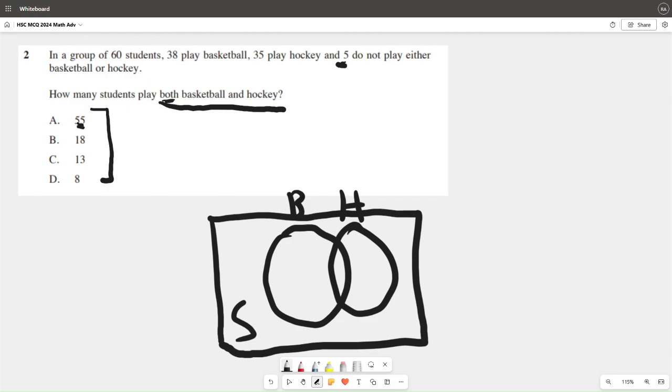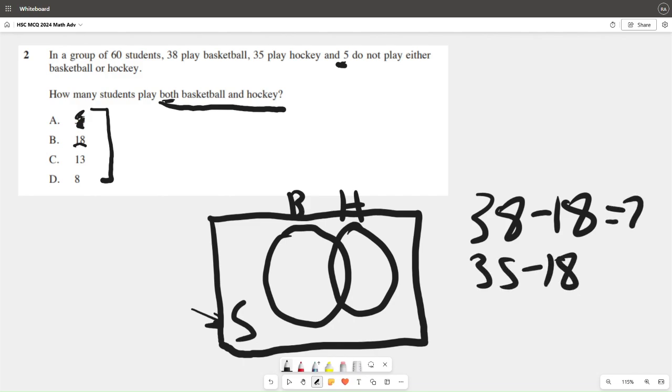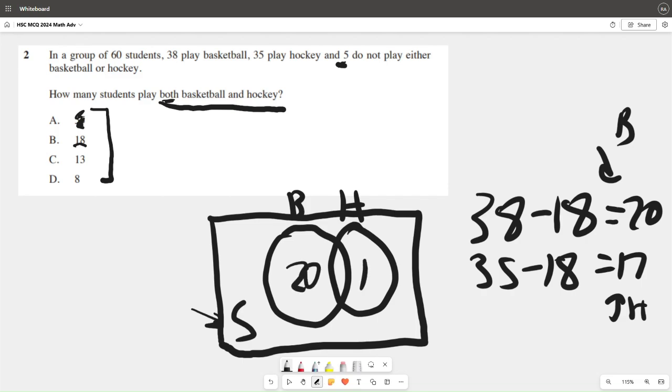So it's obviously not going to be 55, right? 60 minus this outside 5 is 55. It cannot be 55, right? That's not an answer. The both cannot be 55. This cannot be 0, this cannot also be 0. So I'm going to actually just substitute 18. The other way you can do this, I think, is through algebra, but I'd rather just do it like this. It's a little bit faster. So I'm just going to minus 18 from both. So minus 18 from basketball, minus 18 from hockey, that's going to be 20, and that's going to be 17. So this was for basketball, this was for hockey. Alright, 20, 17, and the middle is 18.